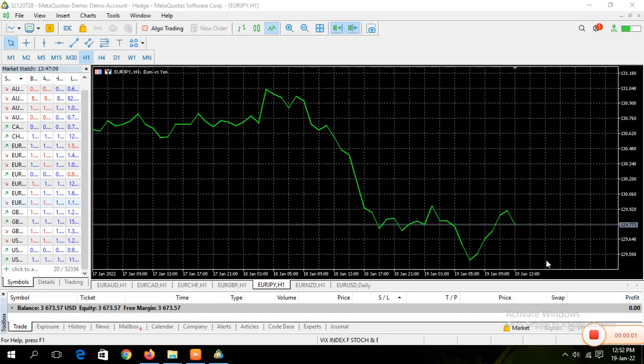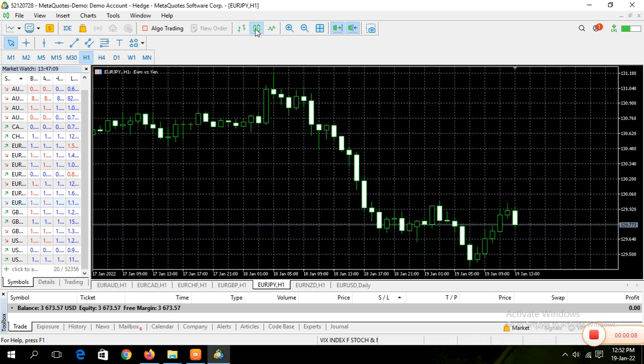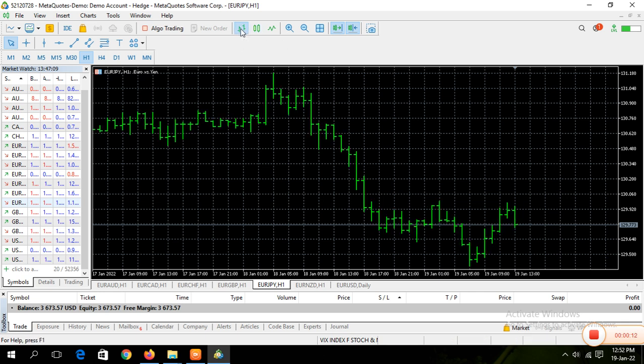As we are looking at the introduction to Forex chart. So this is the line chart, this is the candlestick, this is the bar chart. Those are the three that are used to analyze markets.